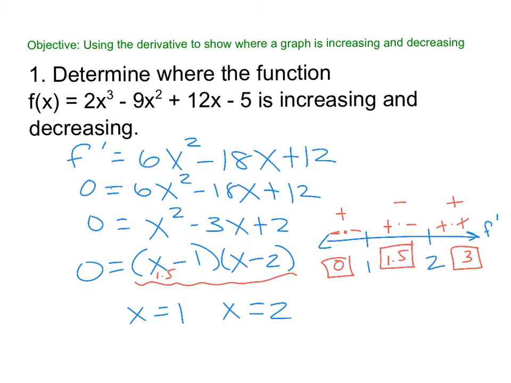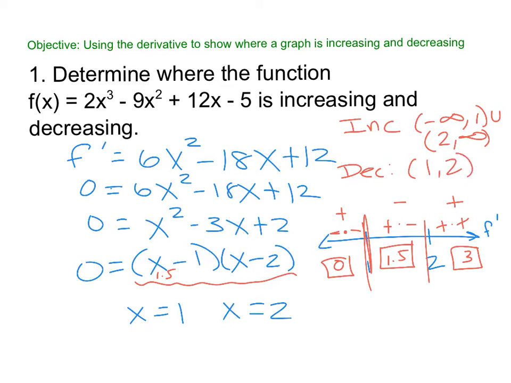So that means this function is increasing from negative infinity to 1 and 2 to infinity. If you'd rather put inequalities, you can do that too. x is less than 1, x is greater than 2. And then it's decreasing in the interval from 1 to 2. And that's my answer.